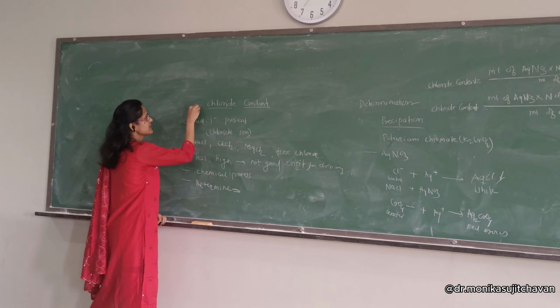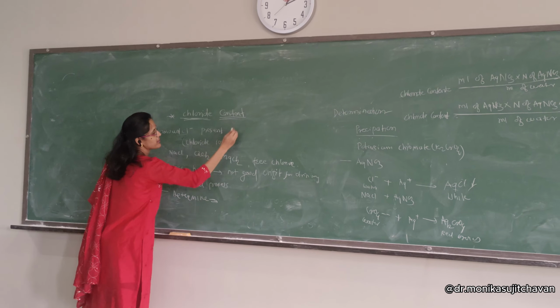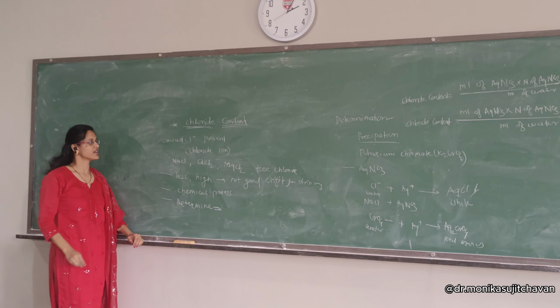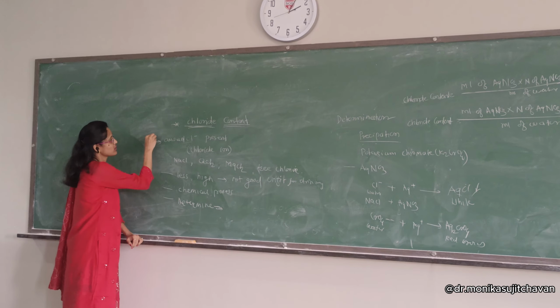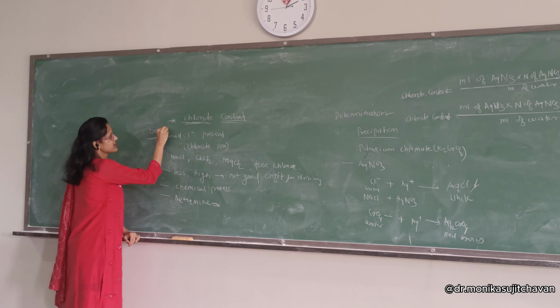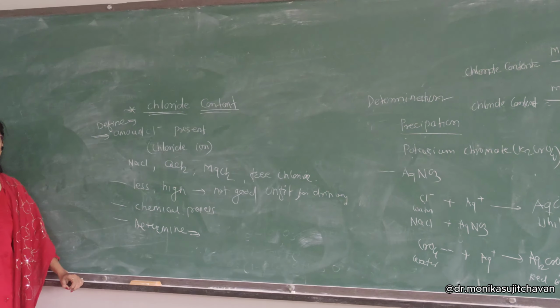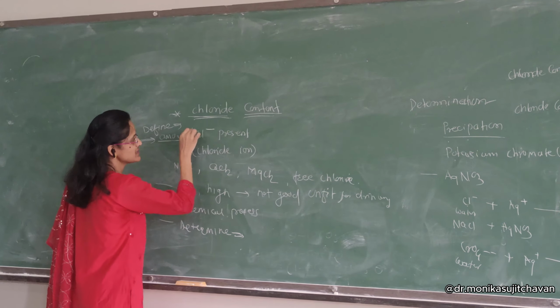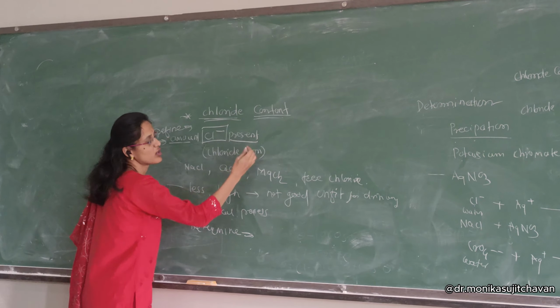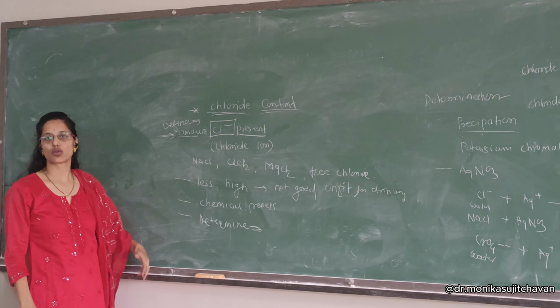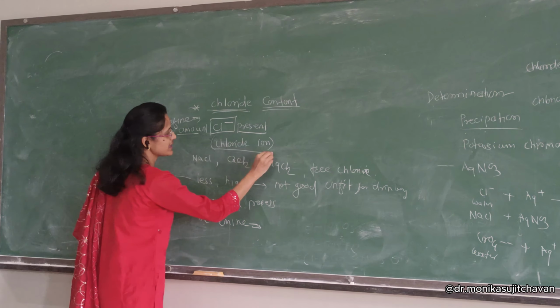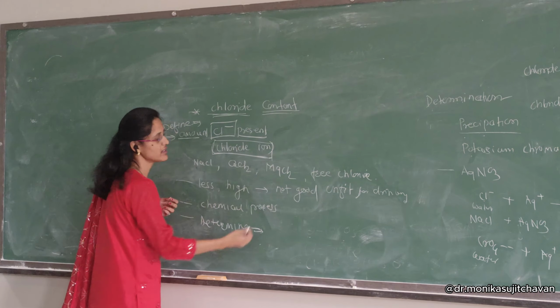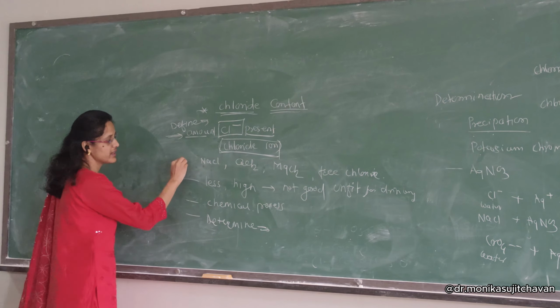So today we will see one of the quality parameters, which is the chloride content. First of all, what is the chloride content? How can we define the chloride content? The amount of chloride ions, meaning Cl minus, which are present in the water, that is nothing but the chloride content.